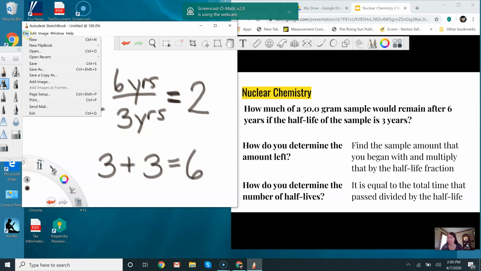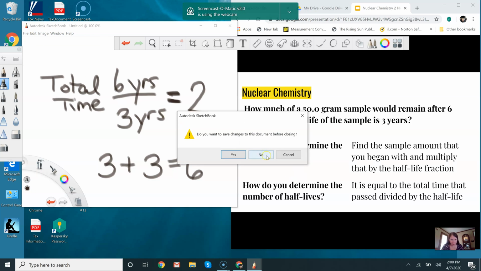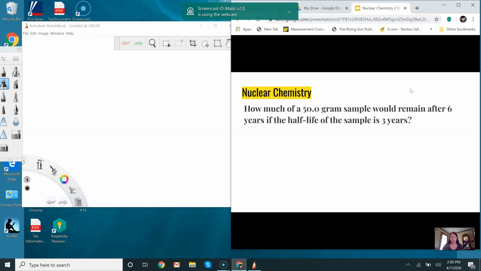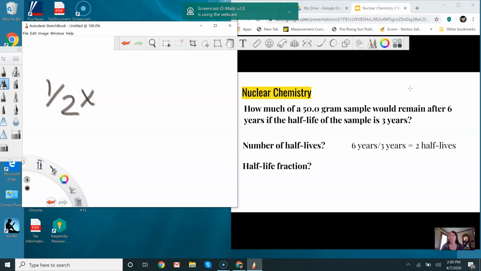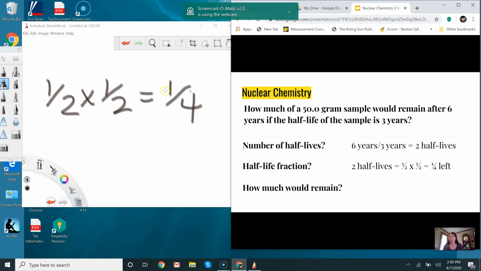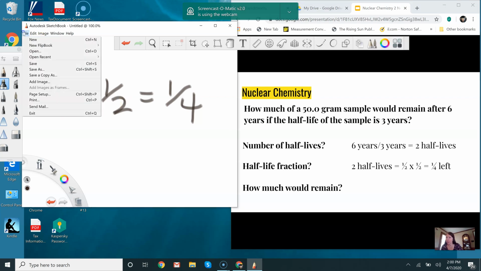So now we have to solve the rest of the equation. Okay, let me flip this over for just a second. All right. So the number of half-lives we said was 2, and we worked that out. So what is our half-life fraction? Our half-life fraction, if we've got 2 half-lives, would be half times half. You could even take it off the chart that I had earlier. That's that quarter. Okay, and then how much would remain? We said that we had to take what we start with.